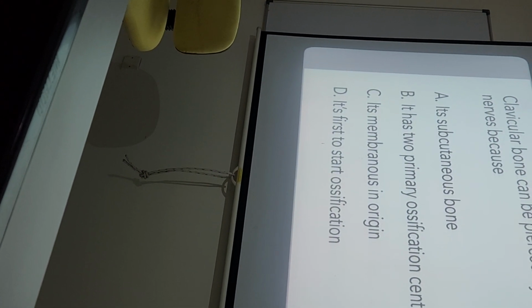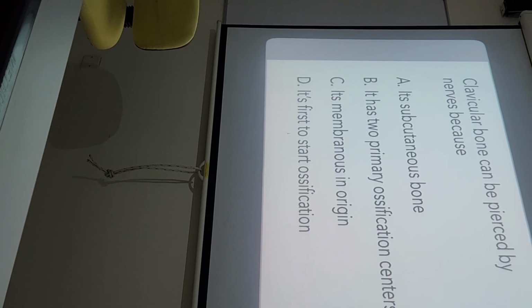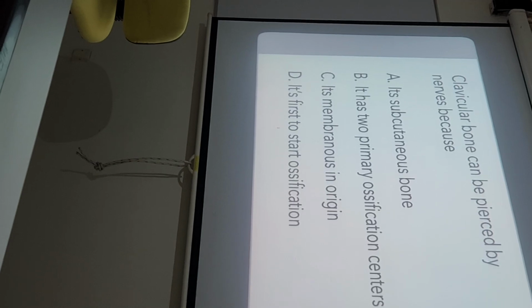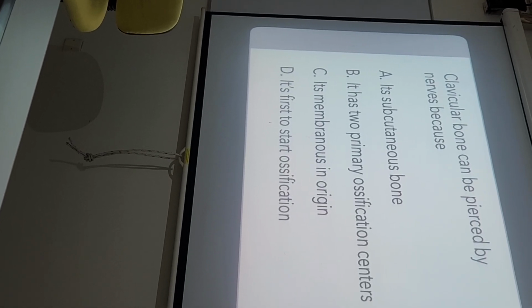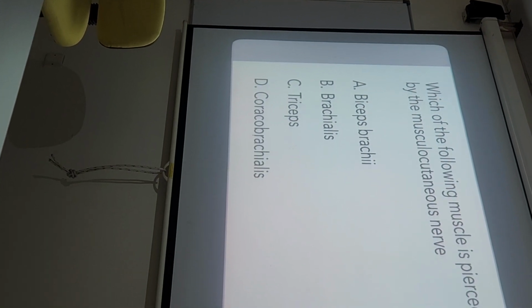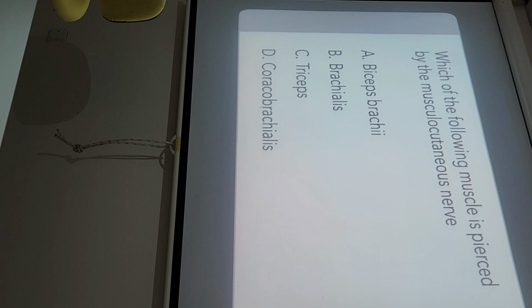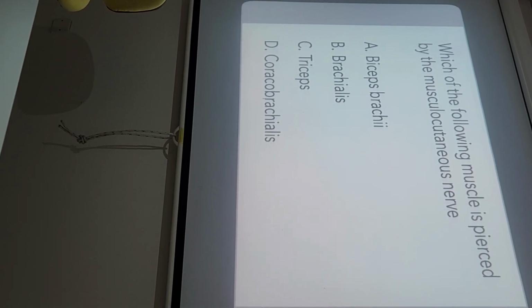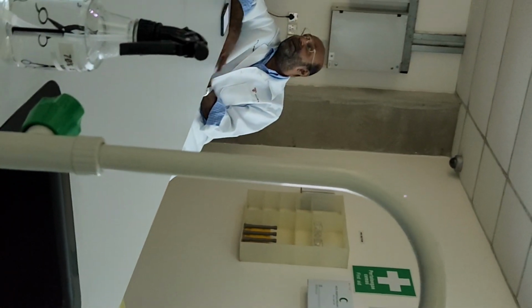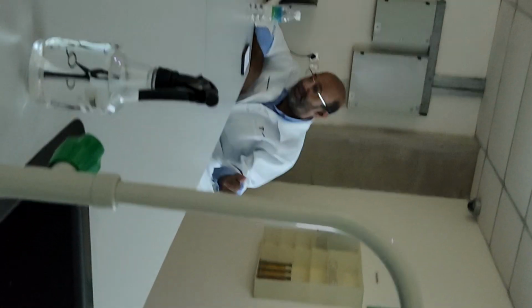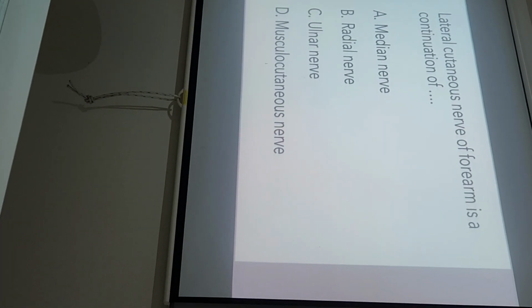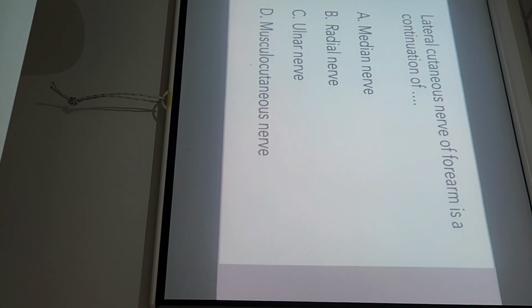Subcutaneous bone. Yes, because it is membranous in origin, you have the cutaneous nerve piercing the collarbone. Okay, clavicle. Pierced by the musculocutaneous nerve: coracobrachialis. It is coracobrachialis. I told you that's very close by. This one all of you should know. Musculocutaneous nerve, we got it before also.